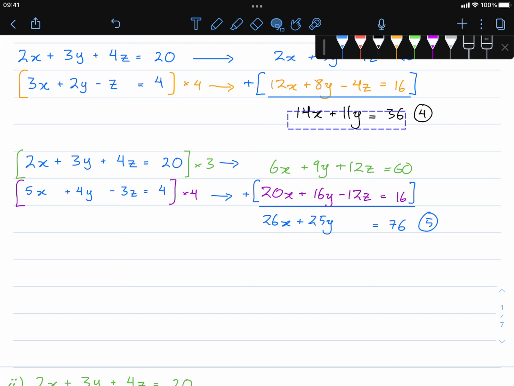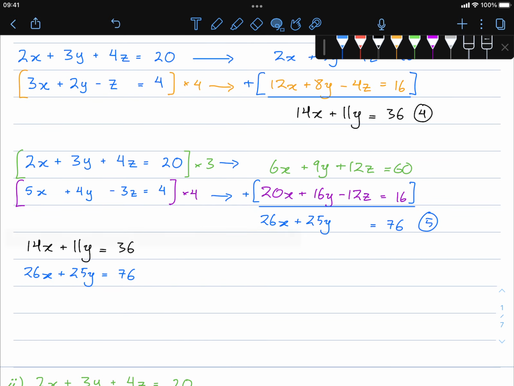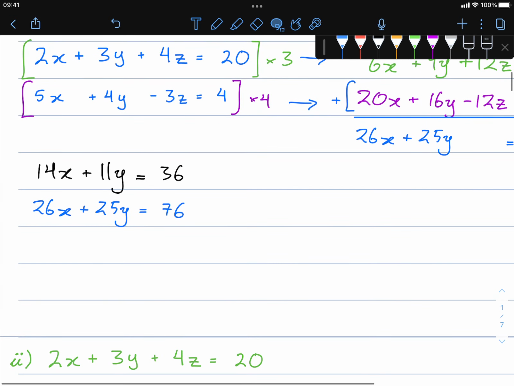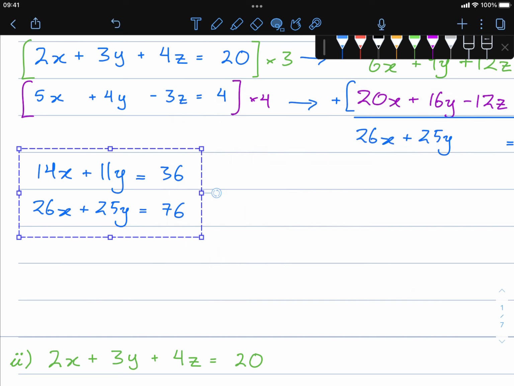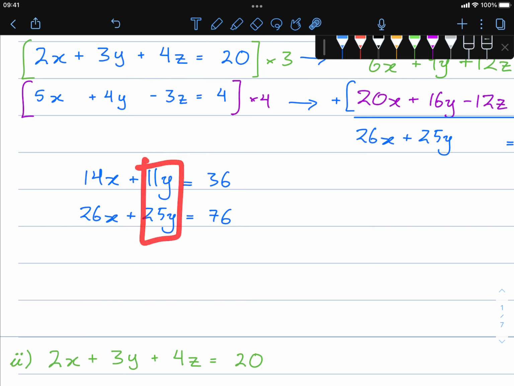So let's grab this, and let's grab this one, and once again we're going to pick one of the variables and eliminate them. Now the only thing that I can think of to eliminate for this is I'm just going to make both of these the same. So we're going to multiply this, it's color coded again. I'm going to multiply this by 25. I'm going to multiply this one by 11.